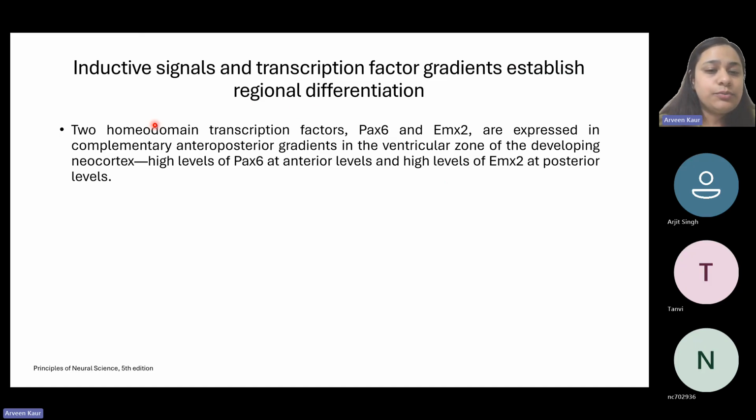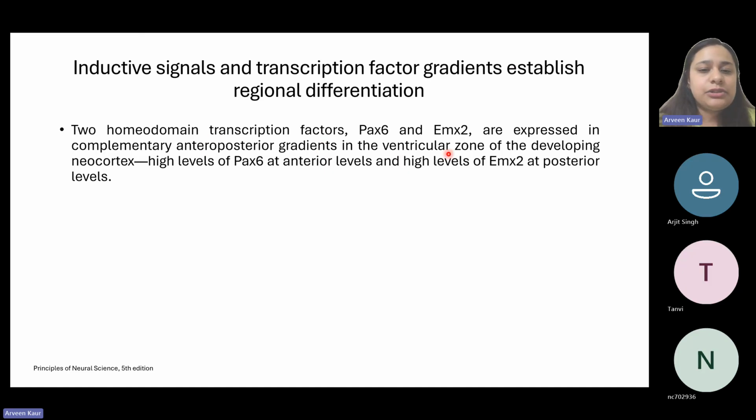So there are two homeodomain transcription factors that are actually present. One is known as PAX6, the other is known as EMX2, right? They are expressed in complementary antero-posterior gradients. Complementary gradients as in that if one is present in the anterior side, the other is naturally present in the posterior side, right? They are not inhibiting one another's occurrence. It is just like that, that one is always found in the posterior side, the other is always found only in the anterior side.